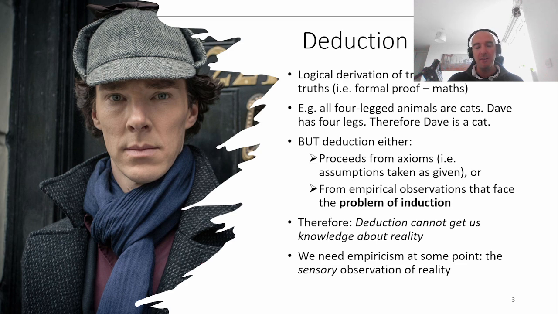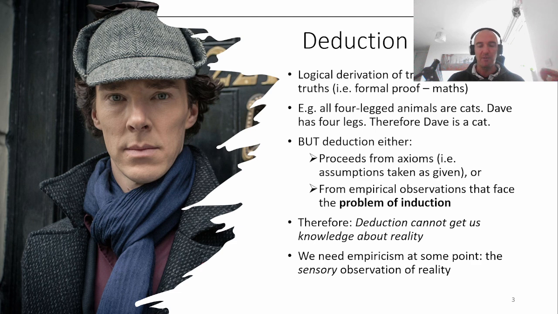Now, the challenge for deduction is that deduction either proceeds from an axiom, so that's something that you take on assumption. So you might say something like, assume all four-legged animals are cats. We know that all four-legged animals are not cats. There are also dogs, for example, with 4 legs. But we can often take these axioms as a starting premise. So when we did rational choice theory earlier in the course, rational choice theory proceeds from these sorts of axioms to get its deductive engine started.